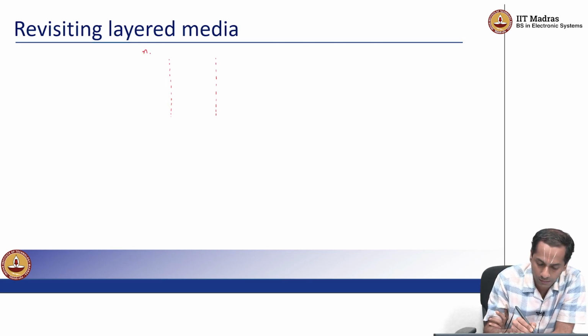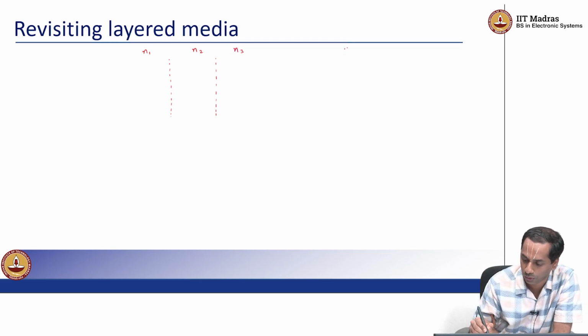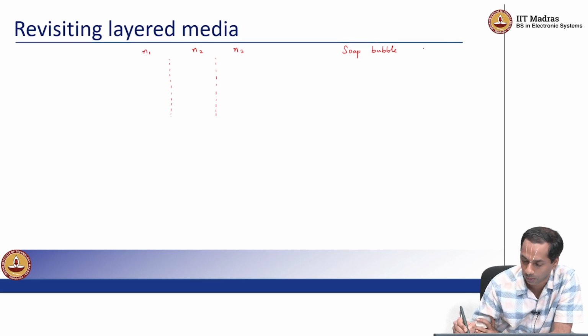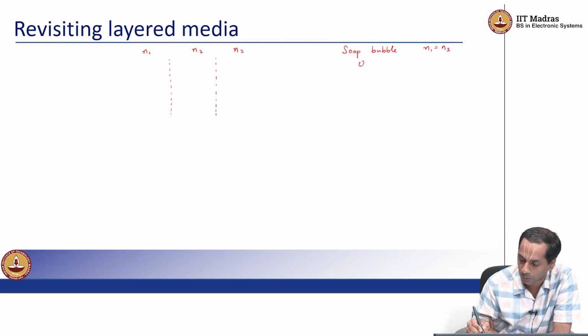Okay, so I have media with refractive indices N1, N2 and N3, right? In the case of a soap bubble, it was air, soapy film and air, right? So N1 was equal to N3, right?